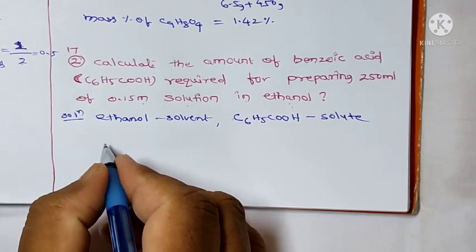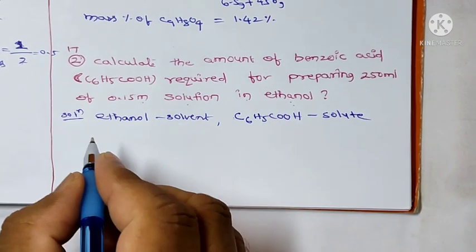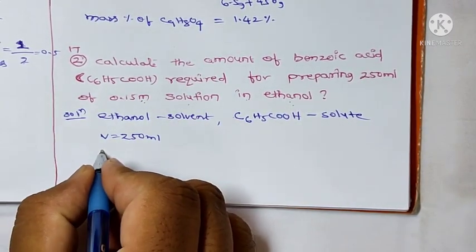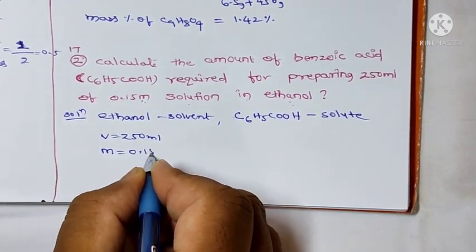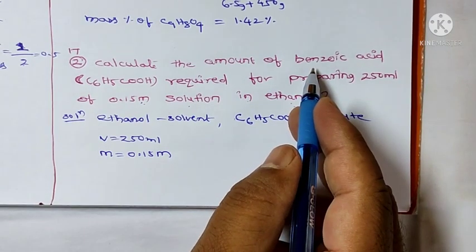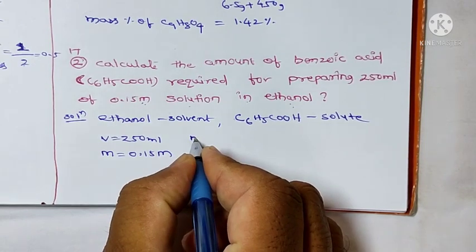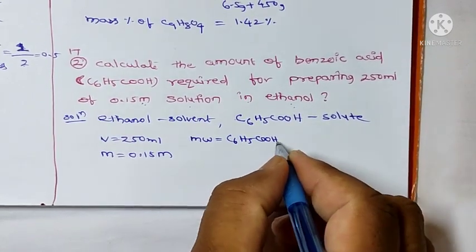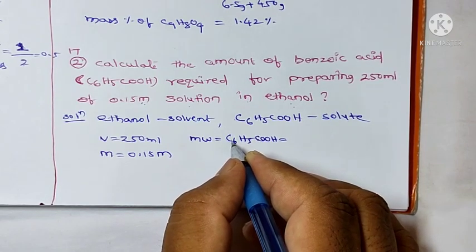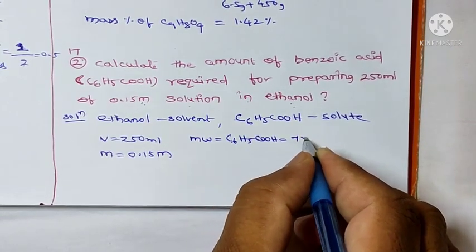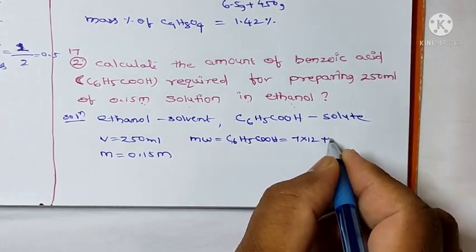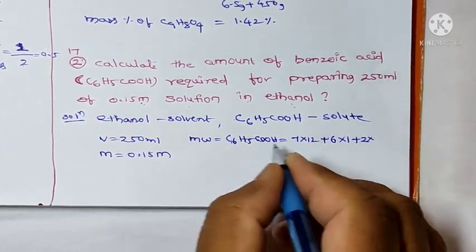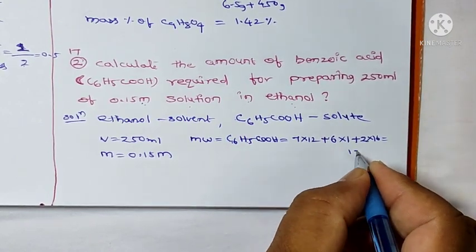So in this problem, what are the values given? The V is given 250 ml, and molarity M is equal to 0.15 M. And we know that the molecular weight of benzoic acid, C6H5COOH, is equal to carbons 7 into carbon molar mass 12, so 7 into 12, plus hydrogens 6 into hydrogen molar mass 1, plus oxygens 2 into oxygen molar mass 16, is equal to 122 grams per mole.